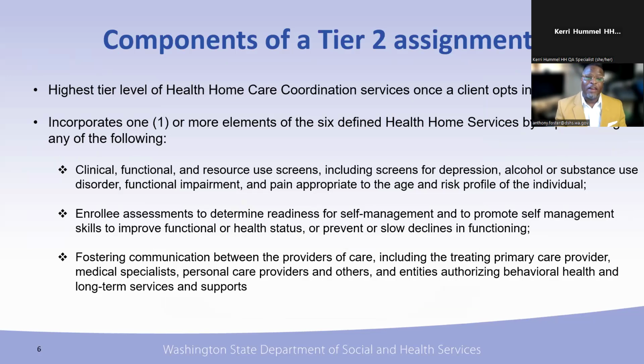We have a highest tier level of health home care coordination services once a client opts into the health home program. So this is what a tier two is, but it can incorporate one or more of the elements of the 6 defined health home services by implementing any of the following. Again, this is contractual language. Clinical, functional, and resource use screens include screens for depression, alcohol or substance use disorder, functional impairment, and pain appropriate to the age and risk profile of the individual.